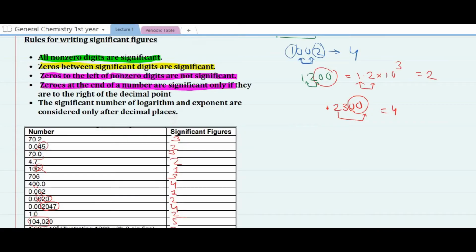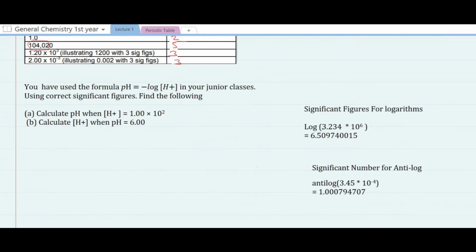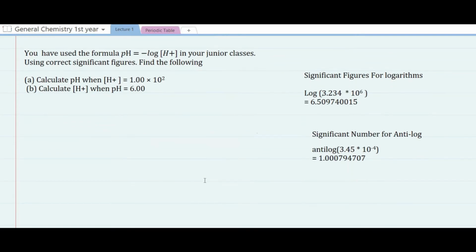In our previous video, we discussed the different laws for writing significant figures. However, in this video, we will go deeper and learn to write significant figures for logarithmic functions. For logarithmic functions, it is a bit different from what we discussed in our previous lesson. For writing significant figures for a logarithm, we first should have the significant number of this particular term.